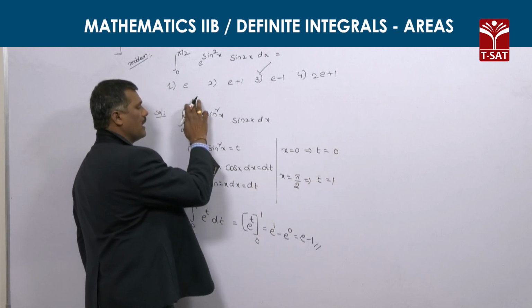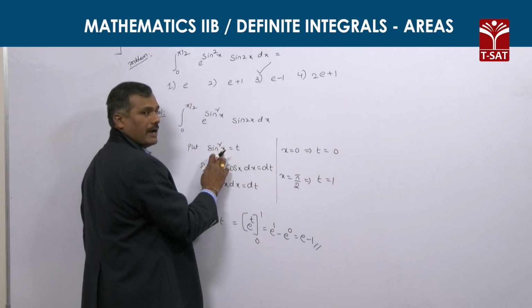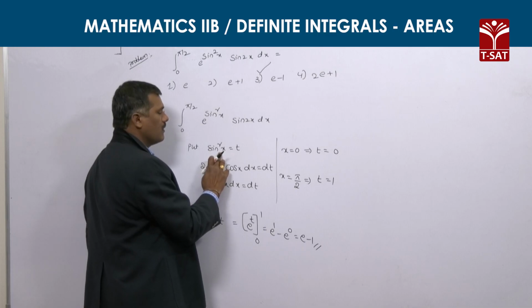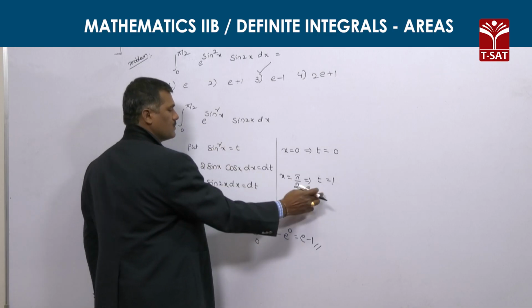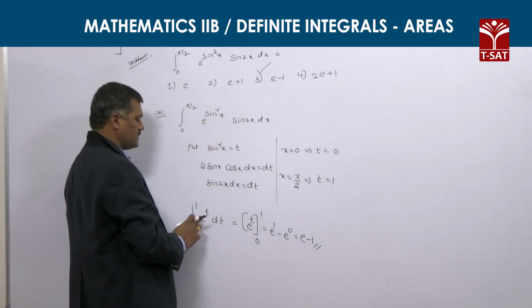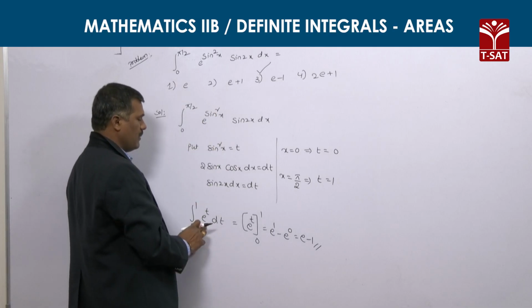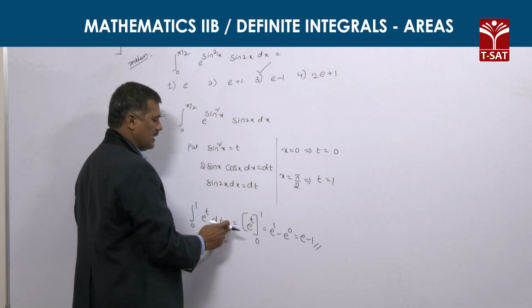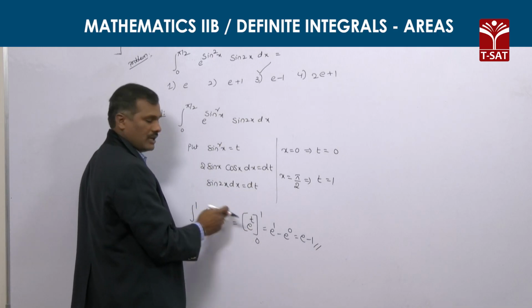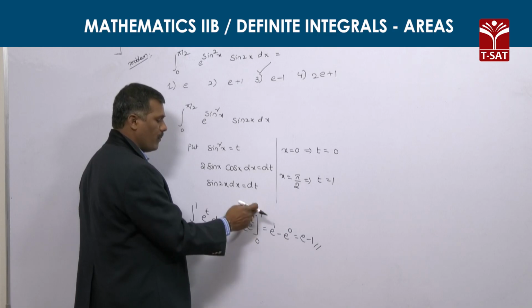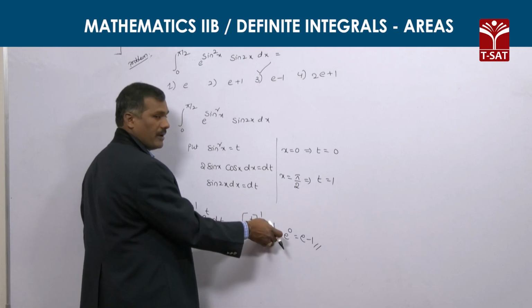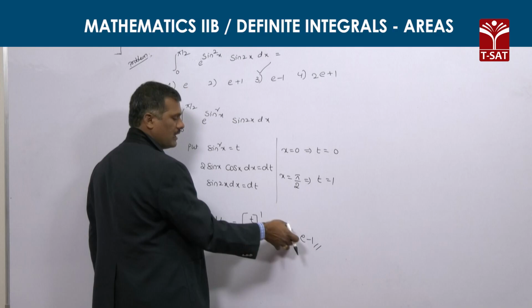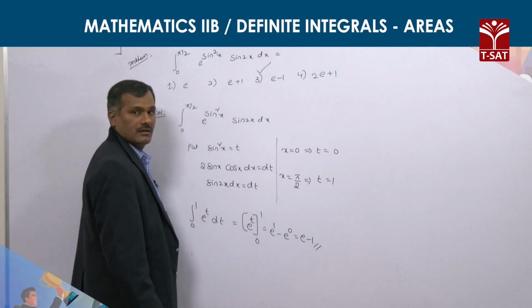x is equal to upper limit pi by 2, sin pi by 2 is sin 90 degrees, value 1, square 1, therefore t is equal to 1. Now the above integral becomes integral 0 to 1 e power t, since sin 2x dx is dt, that is integration of e power t, lower limit 0, upper limit 1. Now substitute upper limit minus lower limit: e power 1 is e, minus e power 0 is 1.